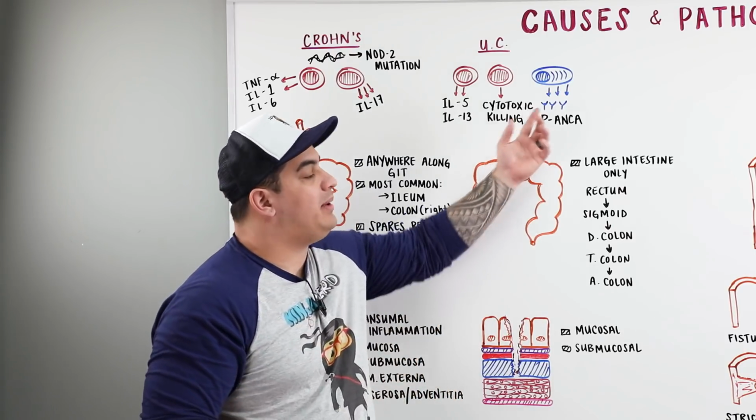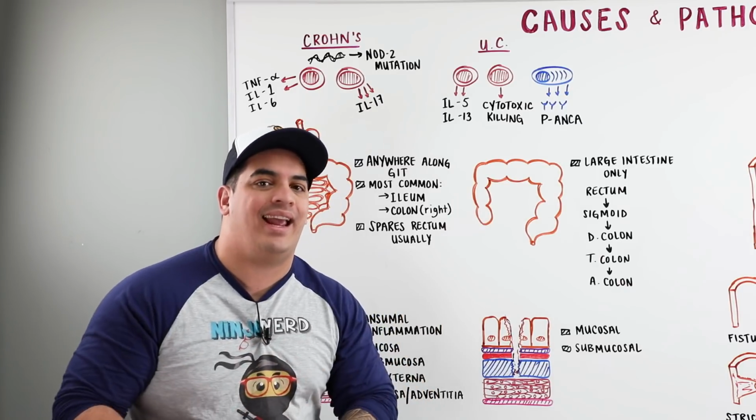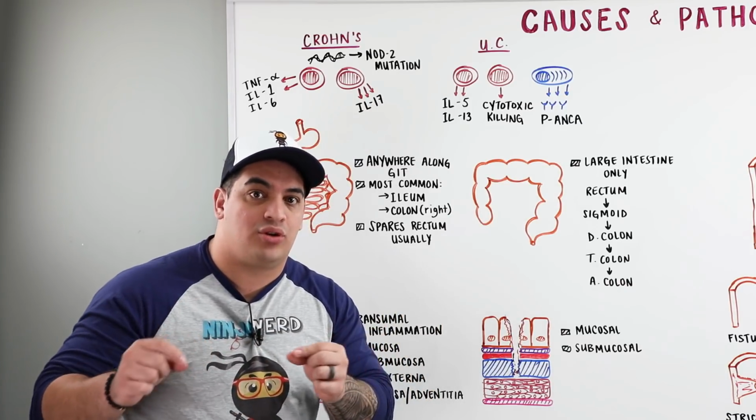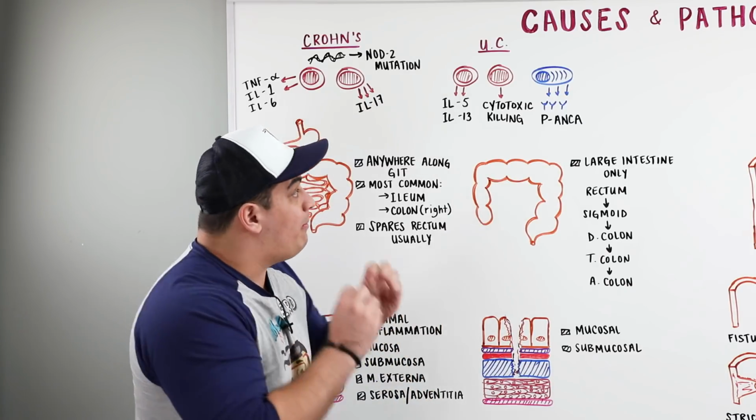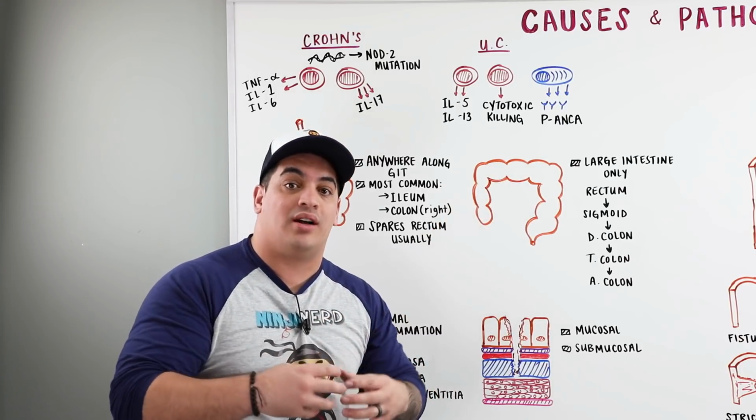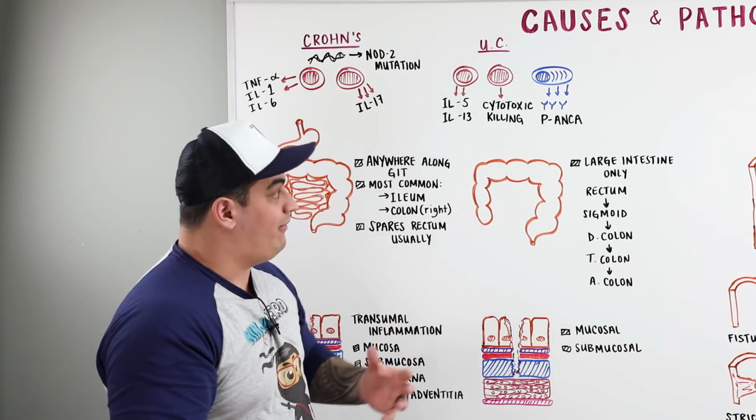And lastly, there seems to be lots of antibodies, particularly P-ANCAs, perinuclear anti-neutrophilic cytoplasmic antibodies, that are made by plasma cells that also can cause this GI tract involvement and inflammation.